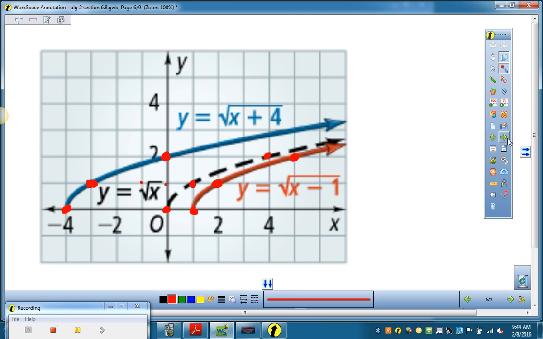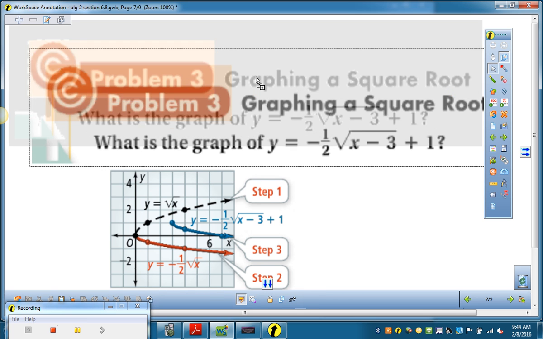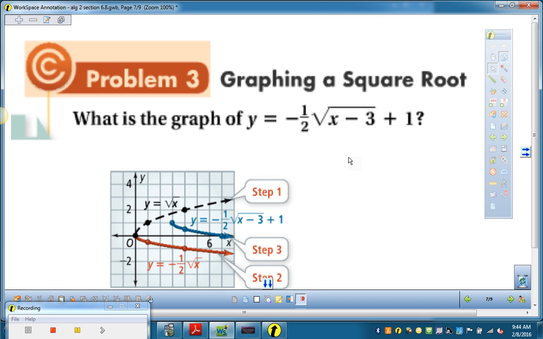Okay, easy enough? The horizontal and vertical translations are more straightforward. We have less trouble with that than we do when we start stretching them. So let's talk about one where we have to stretch it. So on this one, we're graphing a square root, and it has a reflection, it has a vertical compression, it has a shift to the right, and it has a shift up and down.